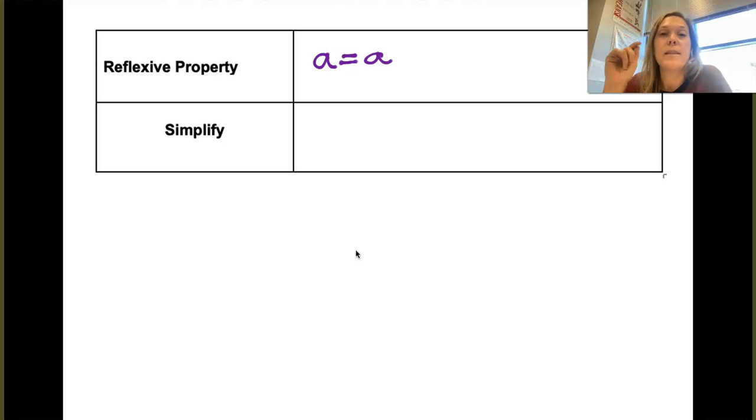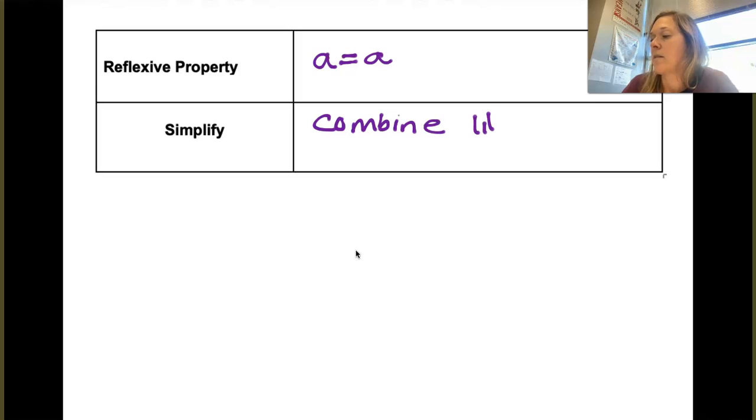Your symmetric property would be you flipping. So if you were sitting next to your partner and you guys just switched spots, that would be the symmetric property. And then the transitive property is you transfer from one to the next, to the next, to the next, and get to the last. Okay. And then whenever we do something in our solving, like combining like terms or evaluating something, we would just write simplify.